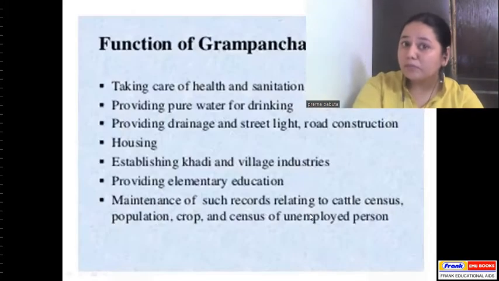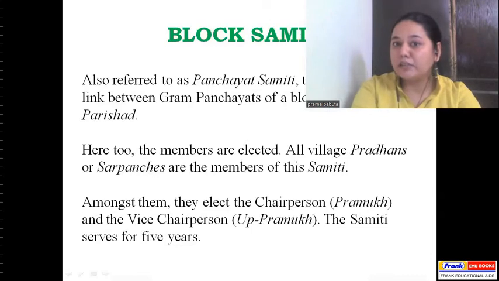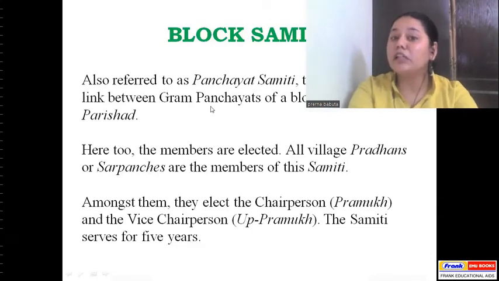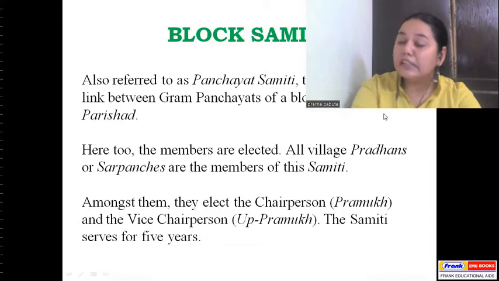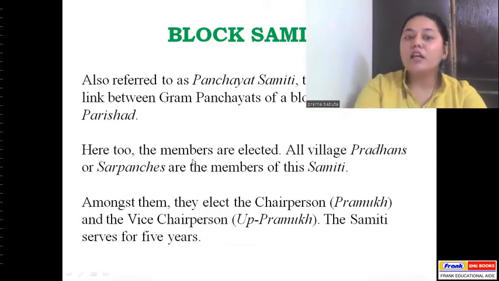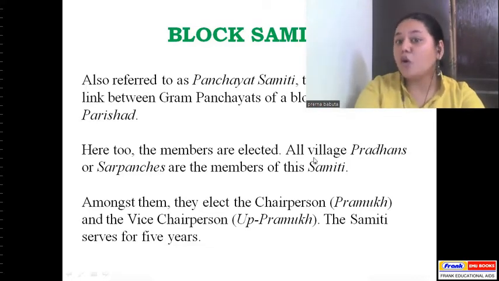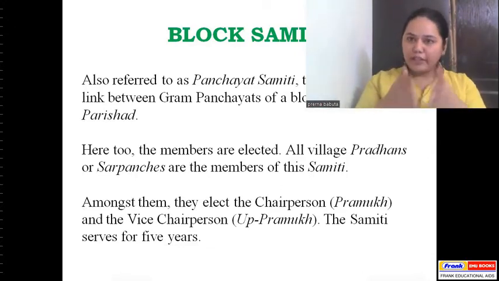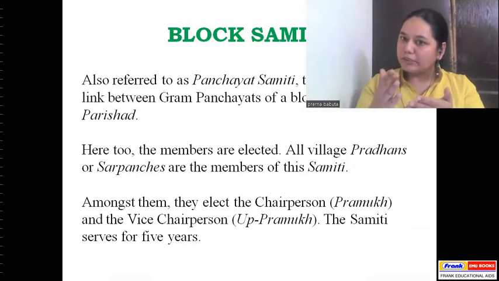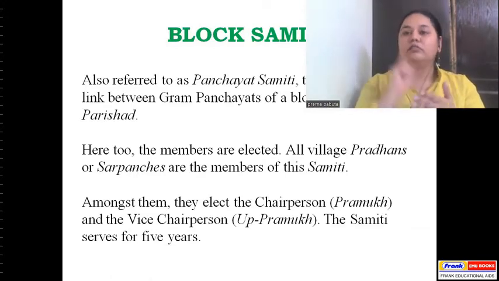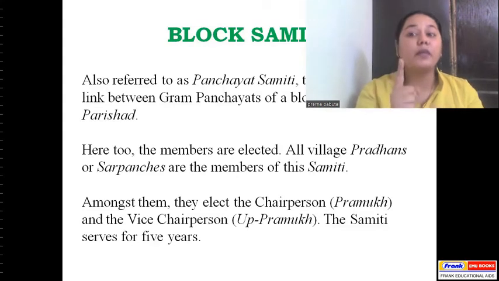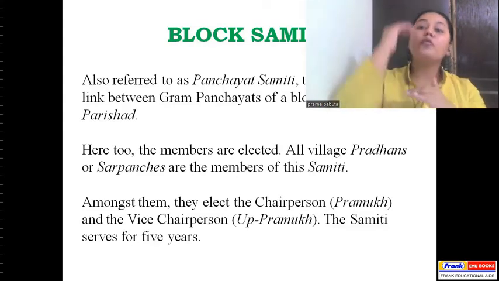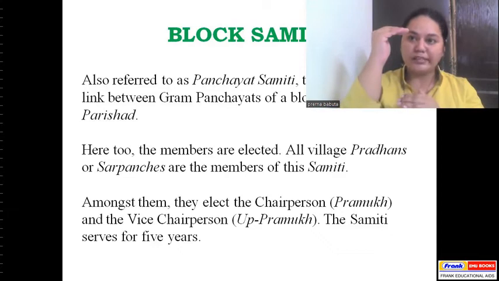So Block Samiti or the Panchayat Samiti acts as a link between Gram Panchayats of blocks and the Zilla Parishad, which is at the top. You saw that it was in the middle of the pyramid. All village pradhans, that is the sarpanches, are the members of this Samiti. So the village is divided into wards. Each ward sends its representative who becomes a sarpanch. Now moving a level up, that is the block samiti or the panchayat samiti.